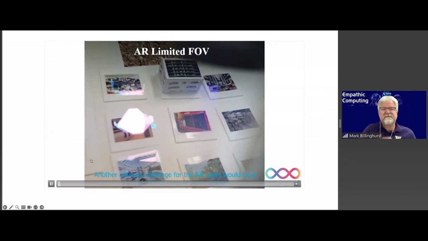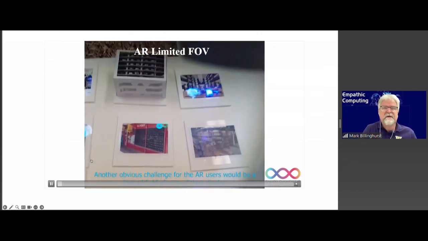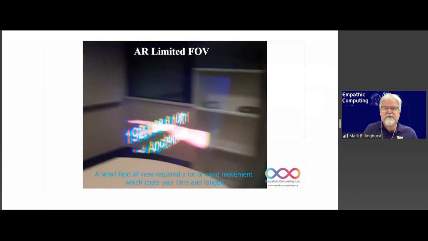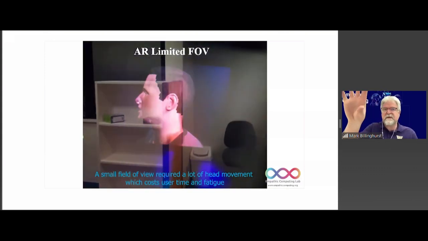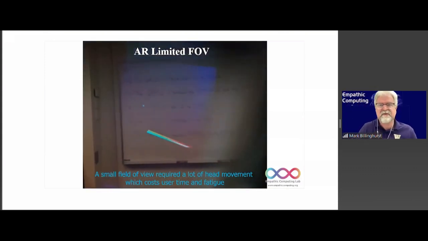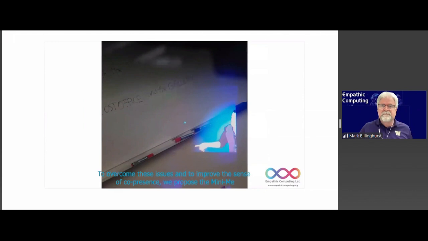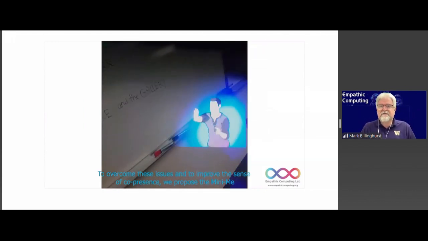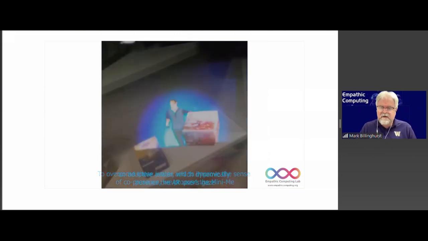Here's the problem. Looking at the real table, you can see there's virtual overlays, but you can't see the virtual body of your collaborator at the same time as those overlays because your field of view is too small. So in this case, we create this little virtual avatar. You can see them coming into view there. And the avatar always appears when you can't see the life-size avatar.